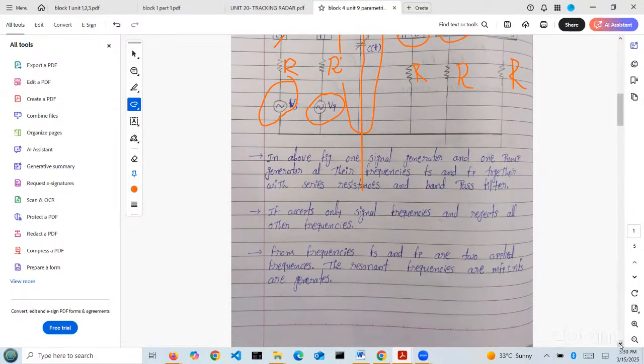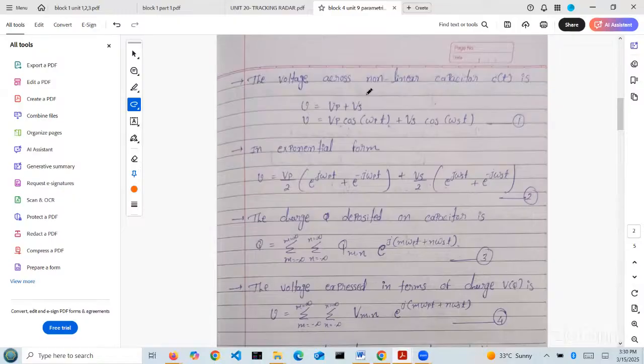From the two applied frequencies Fs and Fp, I'm taking two equations, which are on page number 86. What are the two frequencies I am concentrating on? One is Vs, another is Vp. For the sum and difference, we are using filters, and across the output we are using a band pass filter. What is the function of this band pass filter? A band pass filter is designed to collect only the frequencies you want and reject all the remaining frequencies. That is the function of the band pass filter. And the two frequencies, sum and difference, are represented with m times fp plus or minus n times fs, where m and n are two integers. In this diagram, we have m and n.